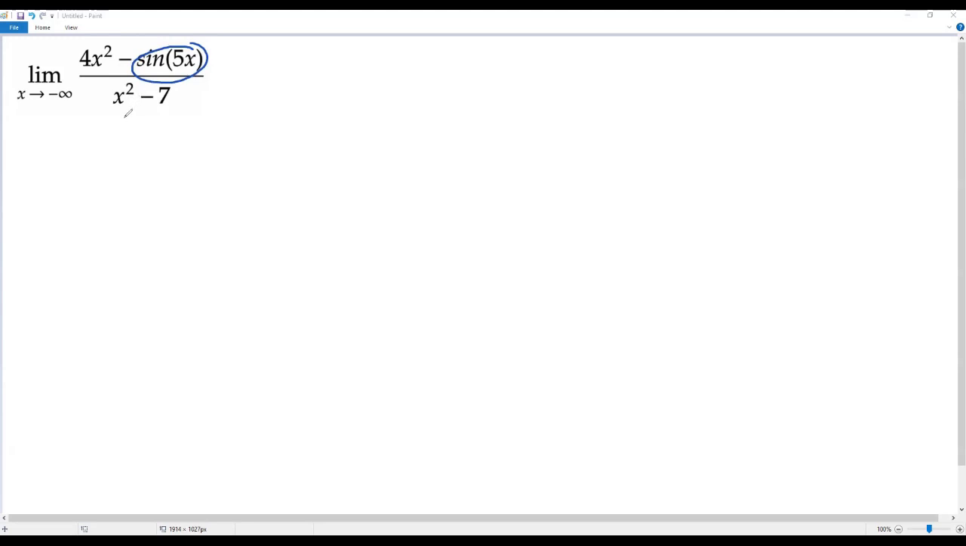Everything else is in terms of x or x², so we could easily evaluate this limit. That is, we factor the variable with the largest exponent in the numerator and denominator, and we can simplify. But the thing is, we have sin 5x over here. How do we evaluate sin 5x for x equal to negative infinity? For that, we can consider the squeeze theorem to evaluate this limit.